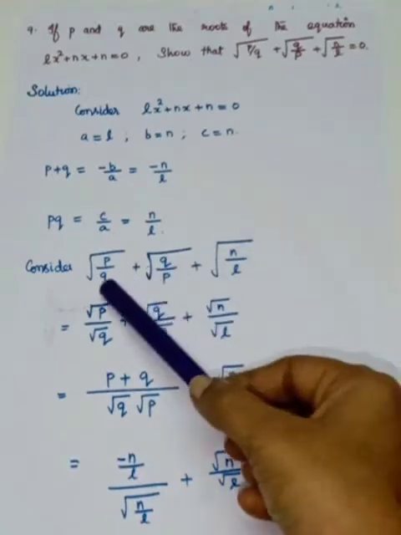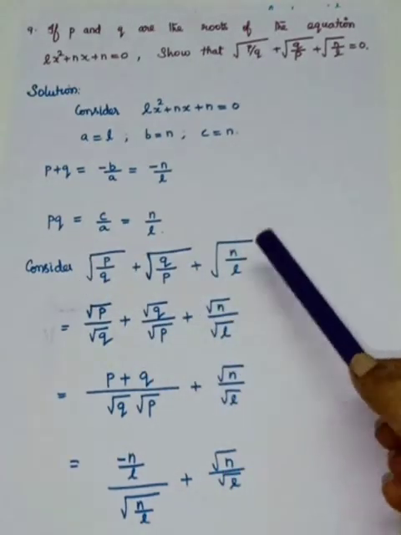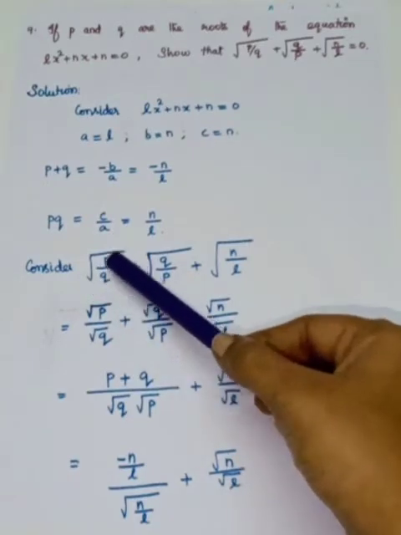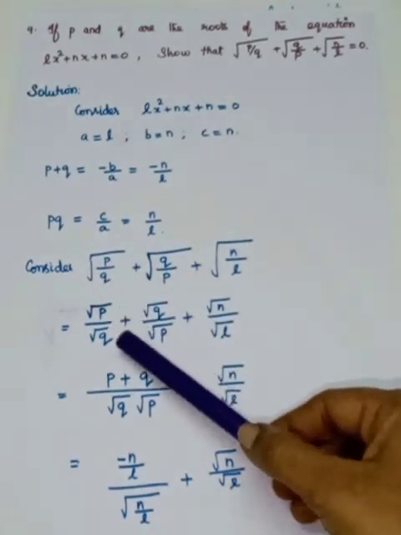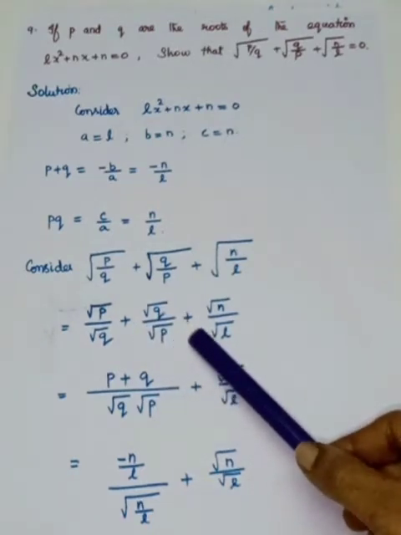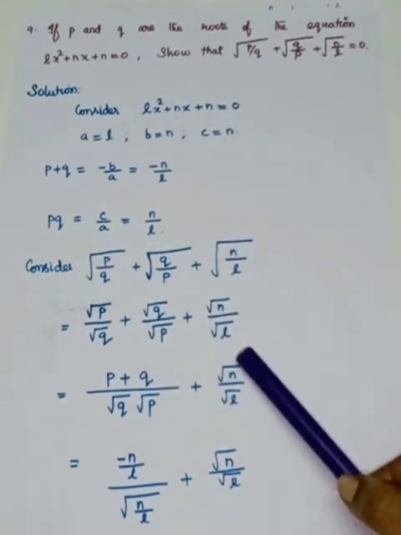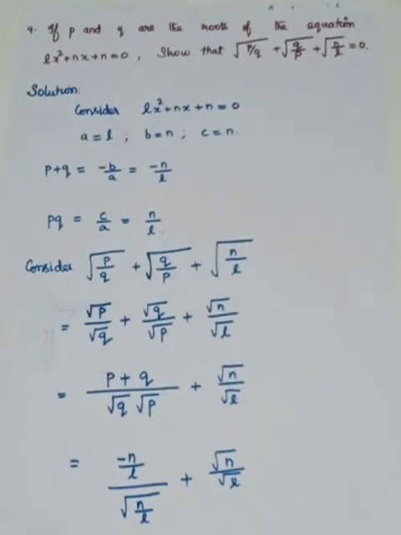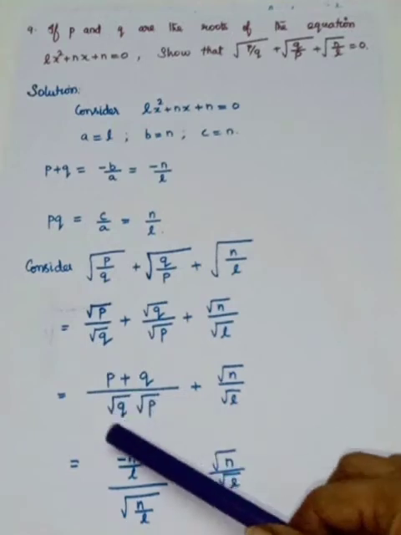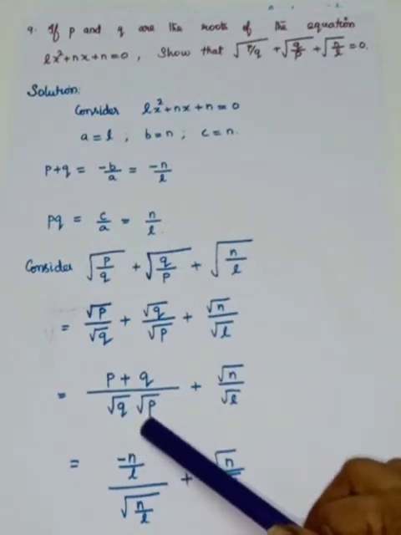Okay, consider this term. The addition of these three terms is equal to 0. So here I have written square root of p by q as square root of p by square root of q, plus square root of q divided by square root of p, plus square root of l by square root of l. So I have written it separately. Then I am going to take the LCM. What will be the LCM? Square root of q into square root of p.